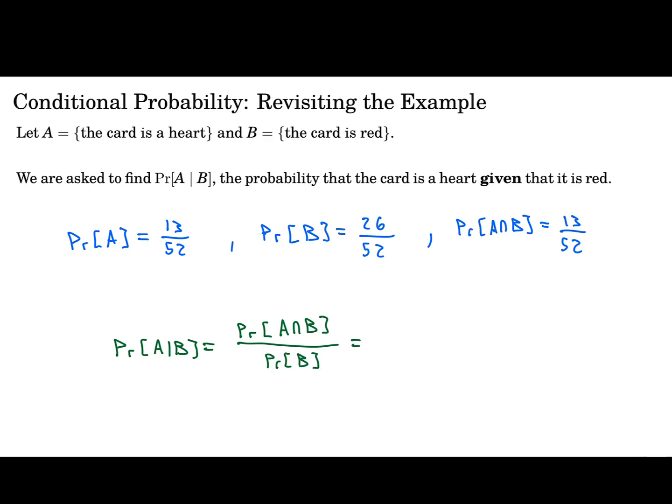And so the probability of A intersection B is going to be 13 over 52. And the probability of B is going to be this 26 over 52. And if you write this out, you're just going to get your 13 over 26 equal to half, like we got before.